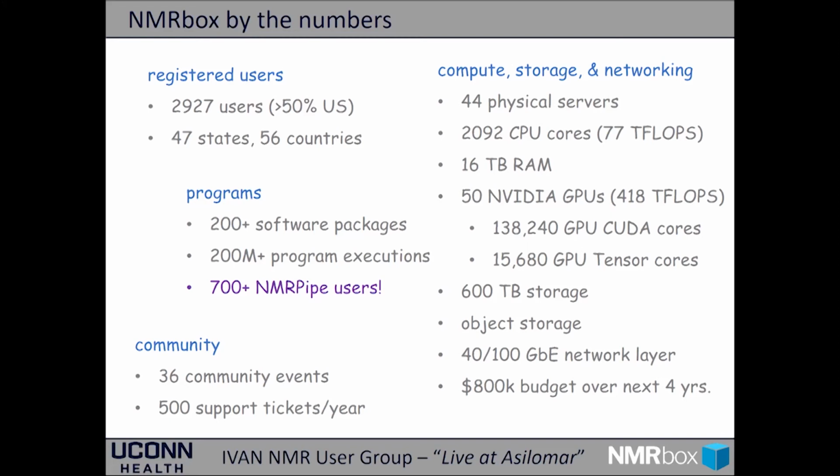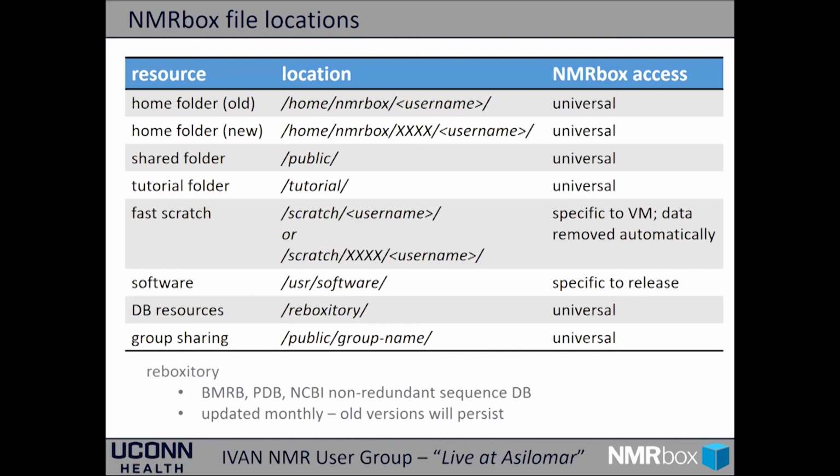So we'll be buying additional toys to support the NMR community. Inside NMRbox, we have lots of places where your data can reside. Your home folder, of course. We have a public share folder. We have a tutorial folder where all the workshop data that we host is stored. We have a scratch disk for when you need very fast I/O. You can move your files to a scratch disk and get very, very high performance.